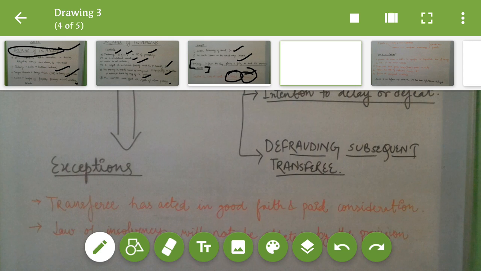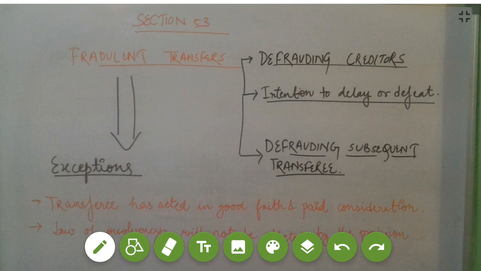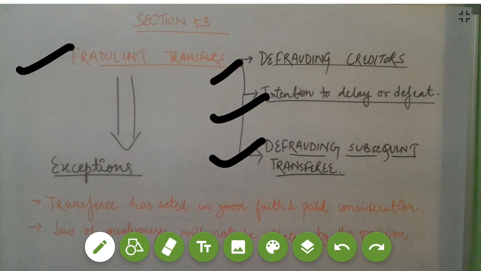Now coming on to Section 53. So Section 53 deals with your fraudulent transfer. As the name suggests, every transfer of immovable property made with an intent to deceive or delay the creditors of the transferor shall be voidable at the option of any creditor so defeated or delayed. ठीक, तो इसमें तीन चीजें इंपॉर्टेंट हैं। पहला, defrauding creditors with an intention to delay or defeat, and defrauding subsequent transferees.